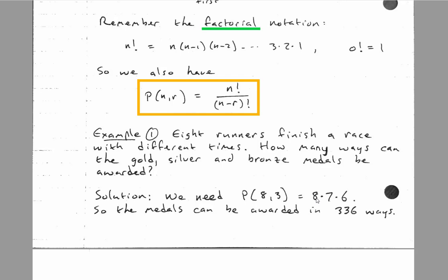Okay, so we're multiplying 3 numbers together, starting with 8 and going down. So 8 times 7 times 6. So the answer is, yeah, there are 336 ways the medals can be awarded.